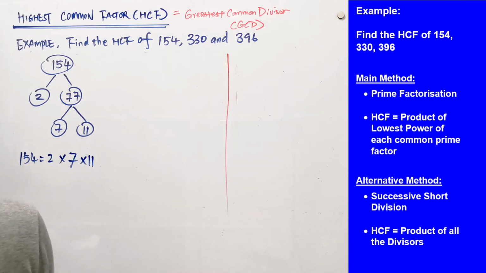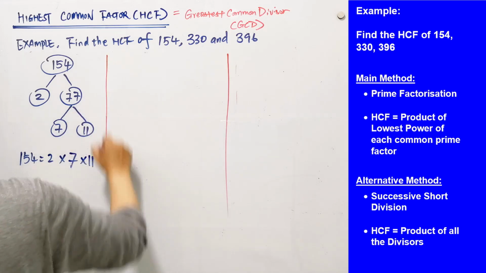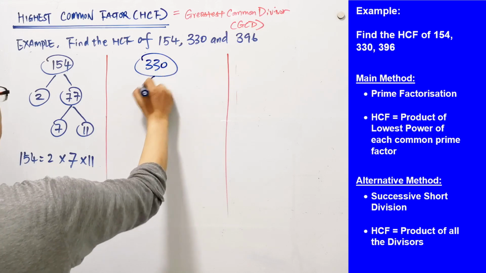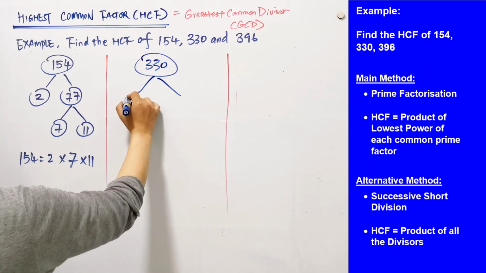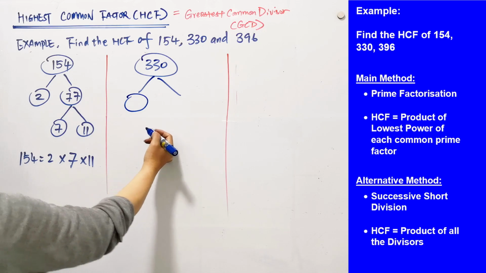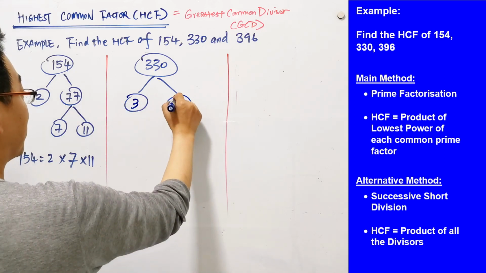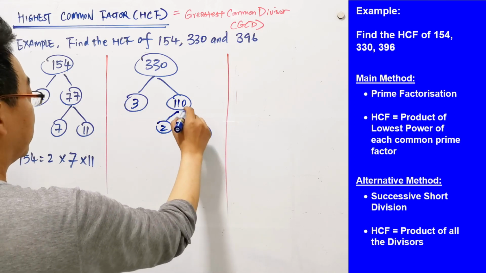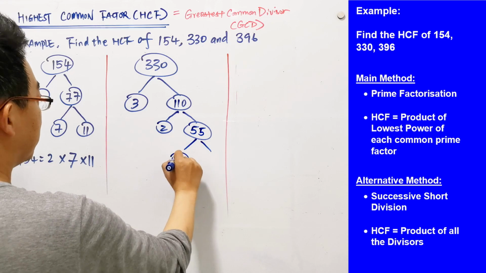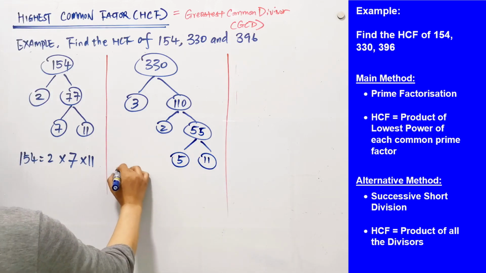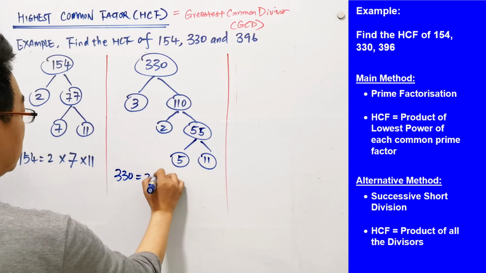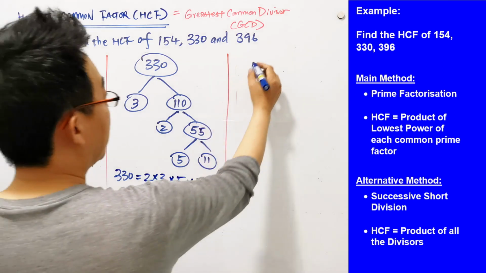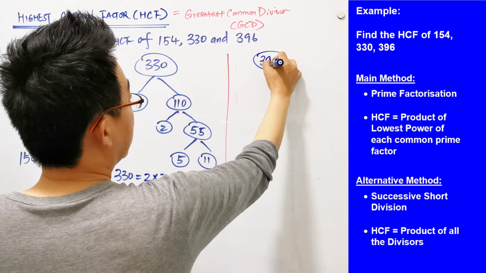Okay, let's look at the next number. What do we get? 330, right? Apparently we can divide by 3. Okay, let's divide by 3. So we get 110, right? And we can divide by 2 apparently. So it's 55, right? The next one is 5 and 11. So what's the answer? 330 equals 2 times 3 times 5 times 11. Okay, let's look at the next one. 396.